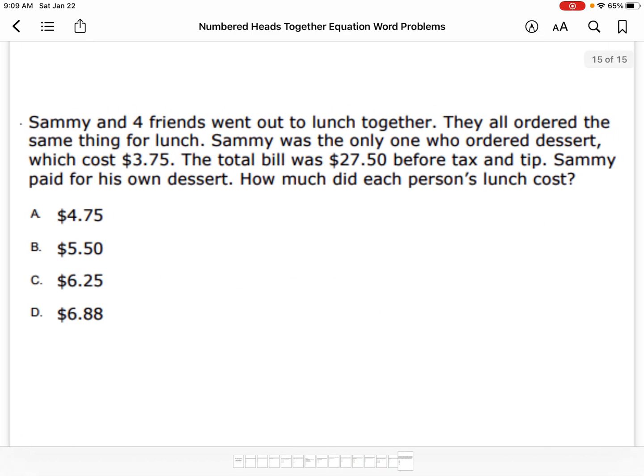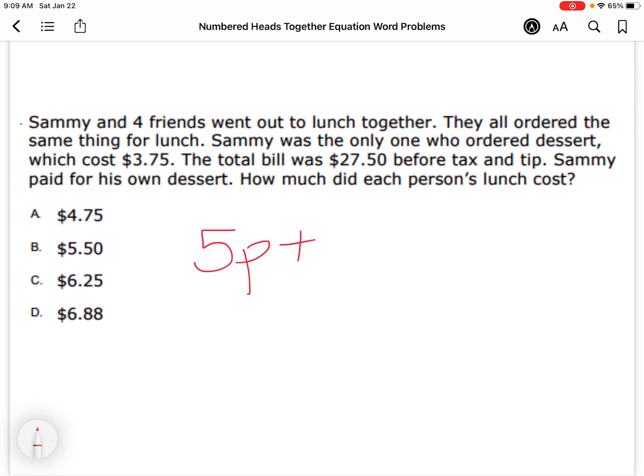Sammy and her 4 friends, that's 5 people, went out to lunch together. They all ordered the exact same thing, but Sammy was the only one who ordered dessert, which cost $3.75. So she's the only one that's going to be paying for her dessert. The total bill was $27.50 before tax and tip. Man, that was really cheap. How much did each person pay for lunch?